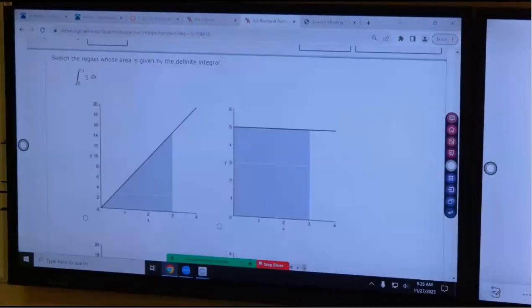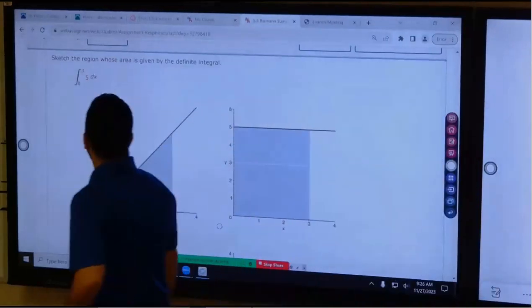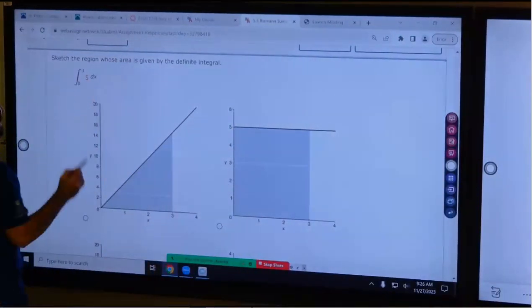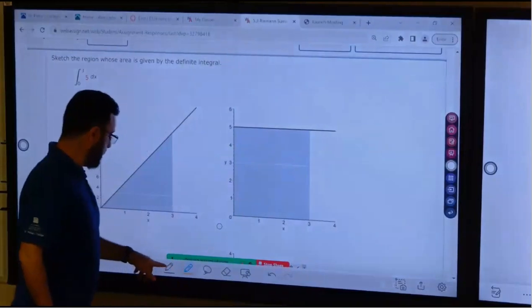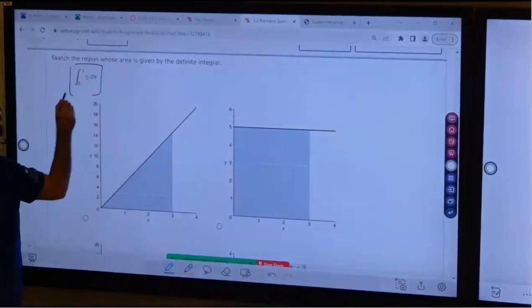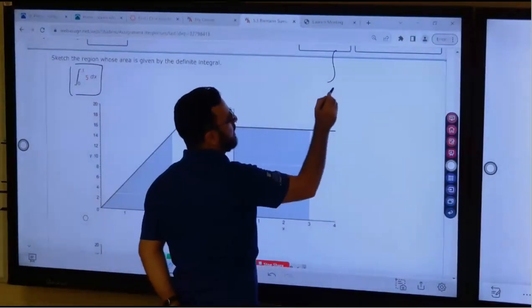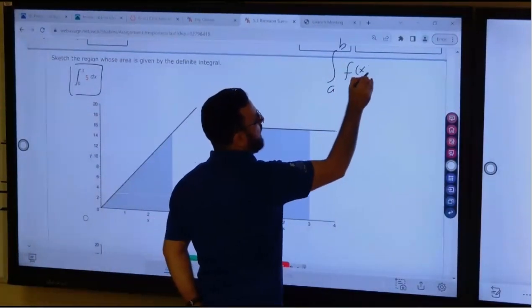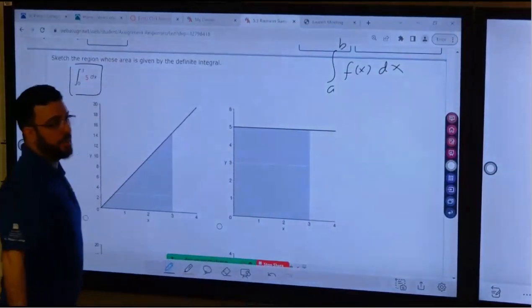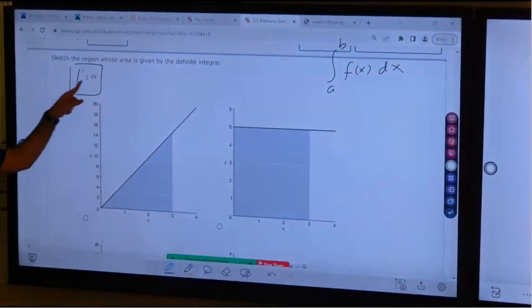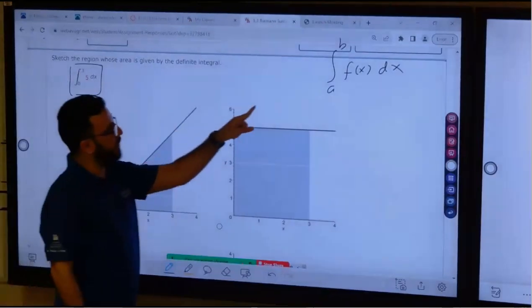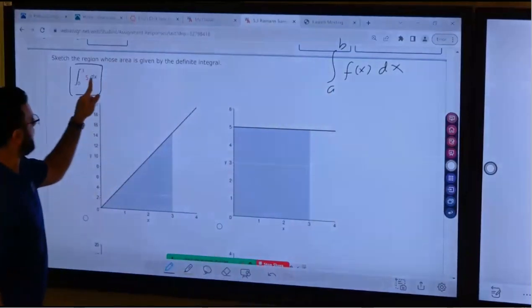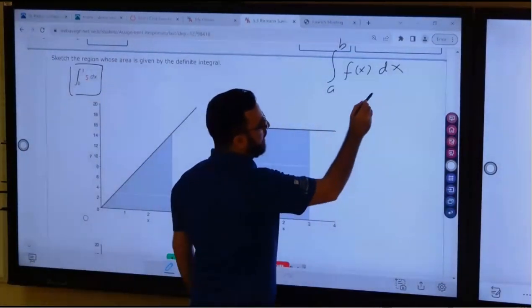Let's see, which one is the right graph? Determine, sketch the region whose area is given by the definite integral. So here's our definite integral. I already know the rules. It says the integral from a to b of f of x dx, okay? If I need to sketch the graph, where's my function? The integral from 0 to 3, the integral from a to b, and dx, here is dx. So where's the function? f of x equals what?